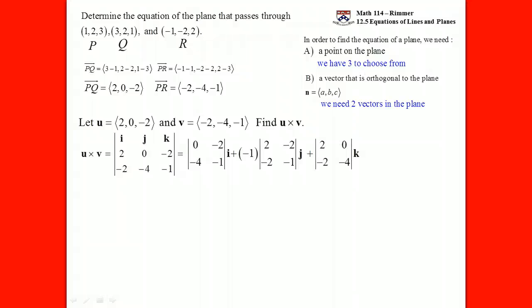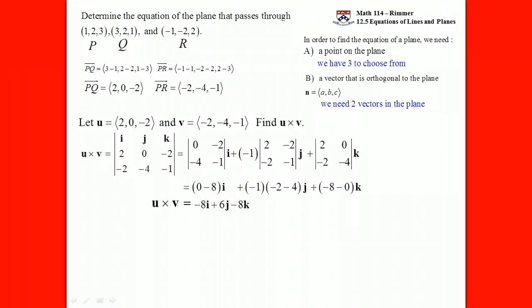So what is your cross product between those two vectors? It's going to be a negative 8 for the I component. And then a negative 2, take away 4, so a negative 6, but then don't forget to change the sign, so positive 6 for the J component. And then a negative 8 for the K component.